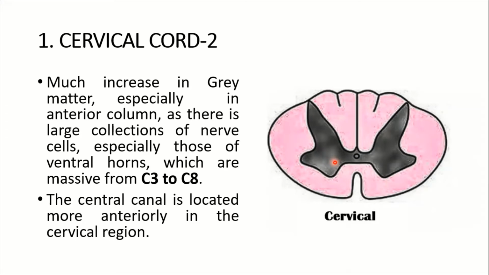The anterior roots of the spinal nerves here carry the fibers for the innervation of the upper limb in the form of the brachial plexus. So this is a greater increase in the gray matter. And the central canal is located more anteriorly in the cervical region. Maybe you cannot determine it from this schematic diagram, but it is more anterior.